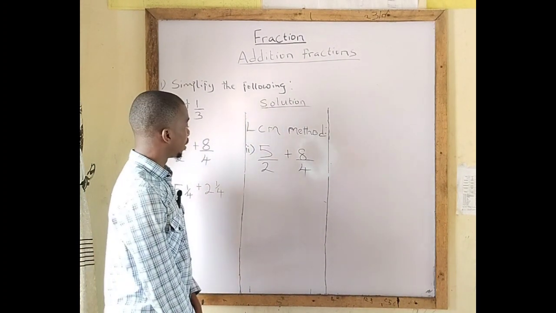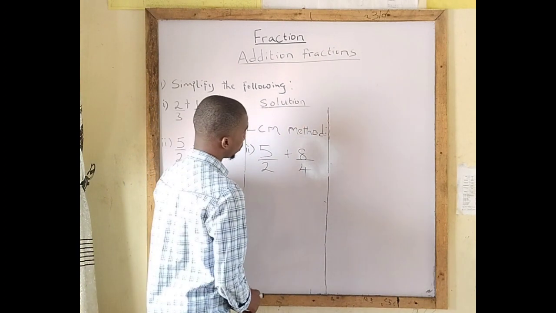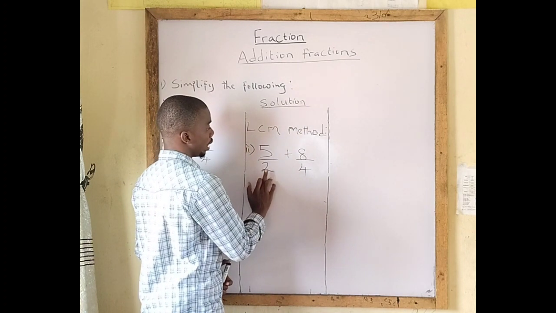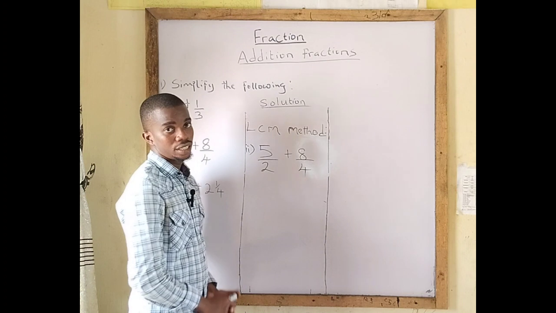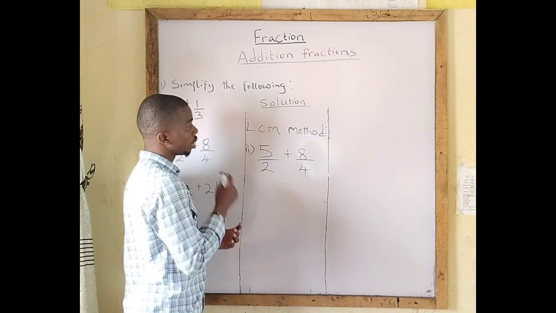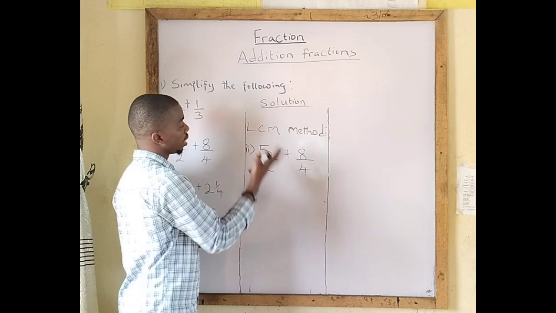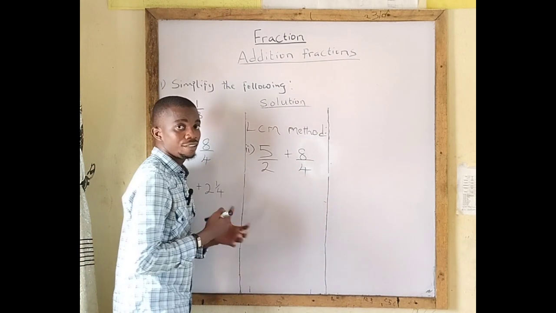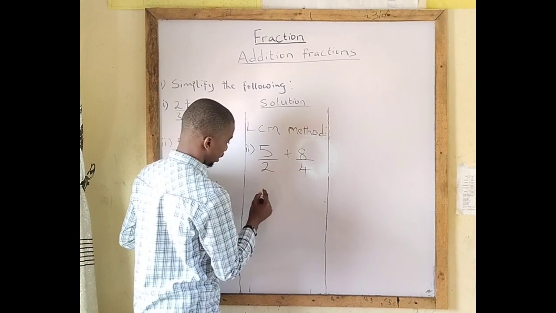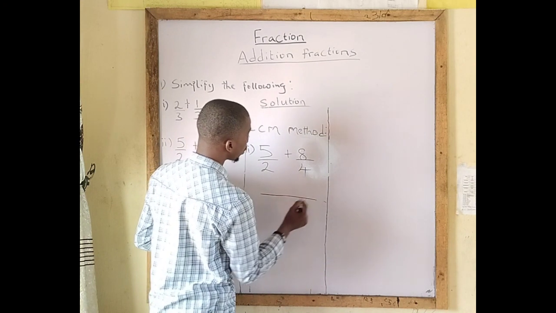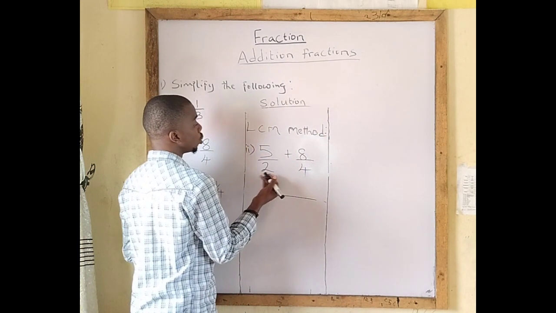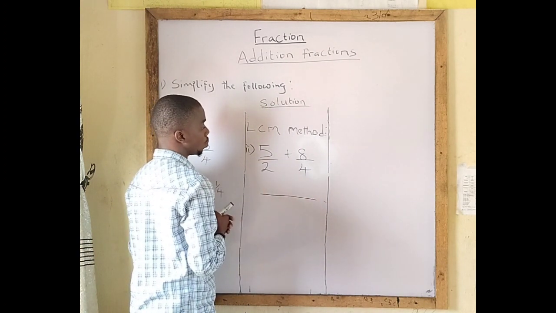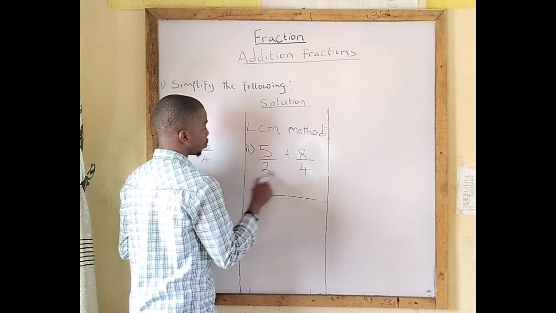Now in the LCM method, we are going to look for the smallest number which 2 and 4 can divide, the lowest common multiple. That's what the LCM means. So we are going to look for the smallest number 2 and 4 can divide. To get the smallest number that the denominators can divide, we multiply the denominators with each other.